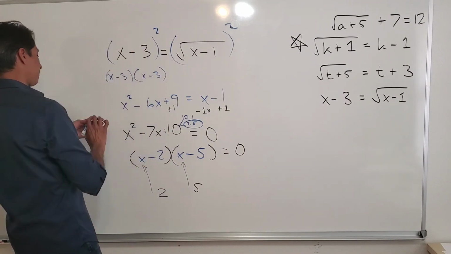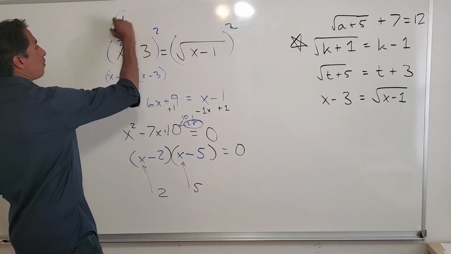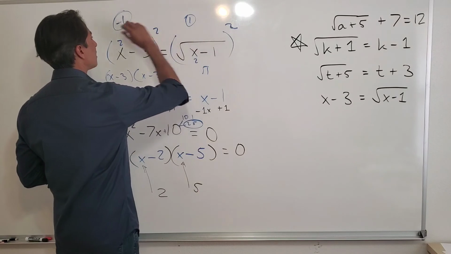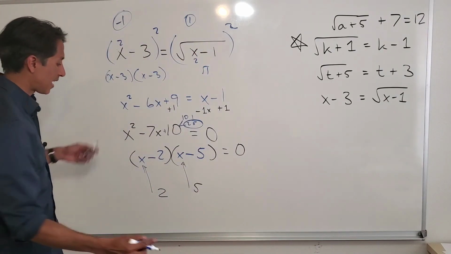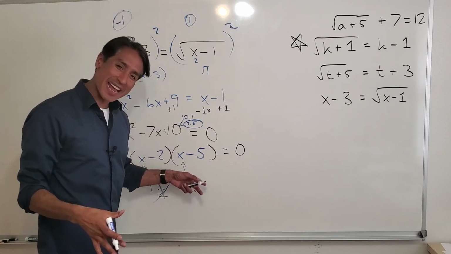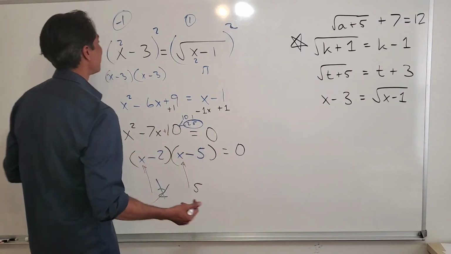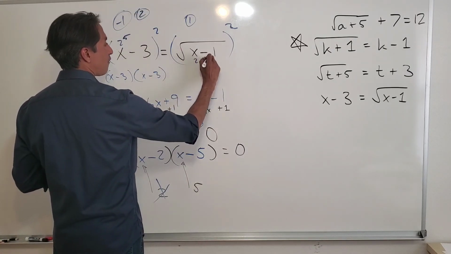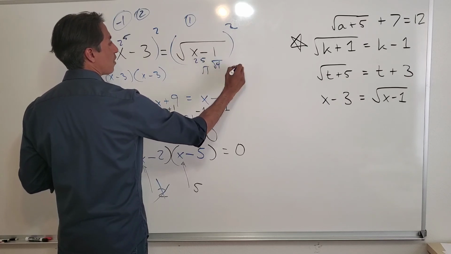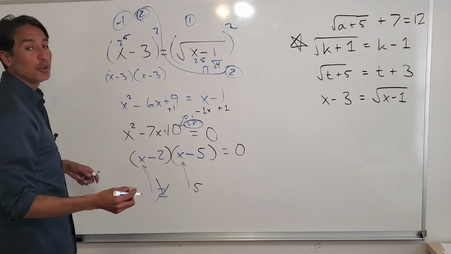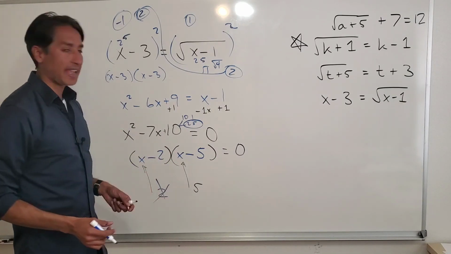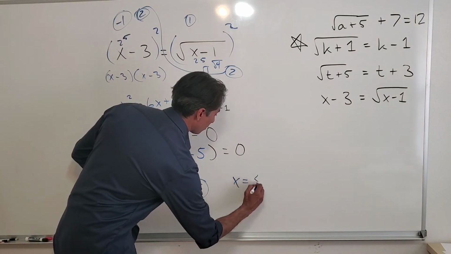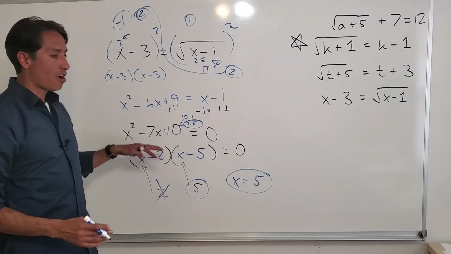Let's try the 2 first. 2 minus 3 is negative 1. 2 minus 1 is 1. Square root of 1 is 1. Does negative 1 equal 1? No, so that guy's out. Do we just assume the 5 is right? No, we try it. So let's plug in a 5. I got 5 minus 3, which is another 2. And I got a 5 minus 1, which is a 4. Square root of 4 is 2. Does 2 equal 2? Yes. So therefore, this is my answer. To make your teacher happy, rather than just circling that, you could write it out as x equals 5. And you are all set.